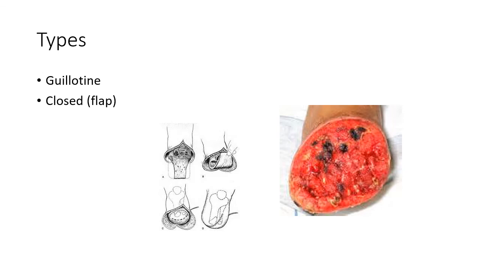And the other one is the closed flap. After the amputation is done, it is closed with a flap and with the skin. I have seen both of them. Both of them are really devastating to a patient, no matter what it is.